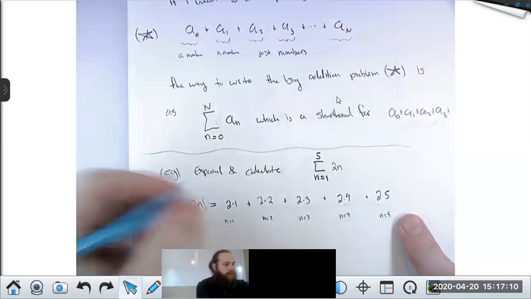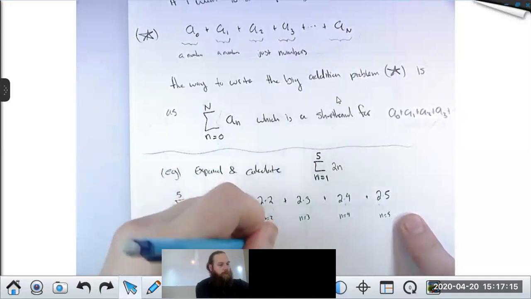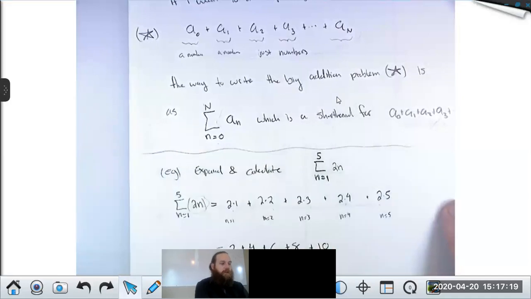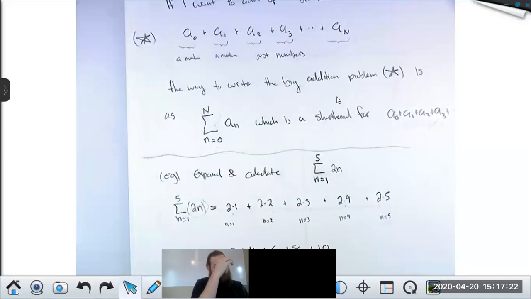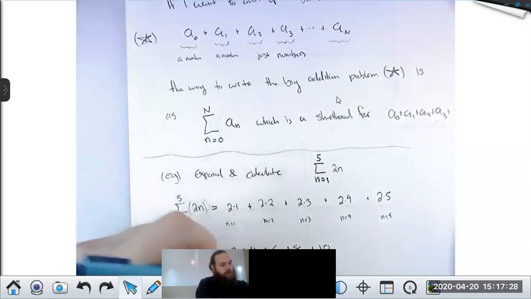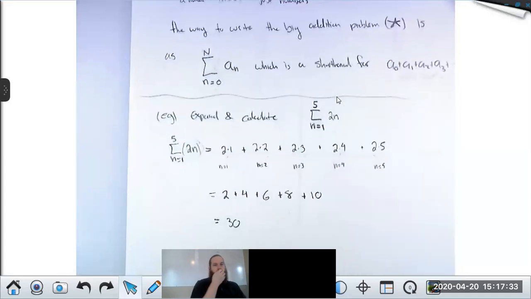All right, so what is this? That's 2 plus 4 plus 6 plus 8 plus 10. So that's 6 plus 6 is 12, plus 8 is 20, plus 10 is 30. Okay. So that sigma operator is a convenient way to write really big addition problems in a little amount of space.